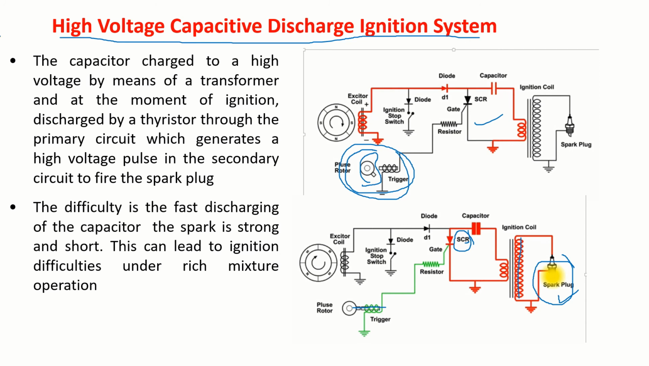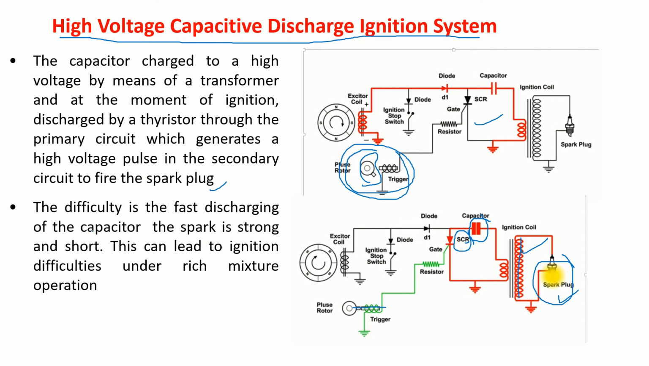multi-cylinder arrangement. So the capacitor charged to a high voltage by means of a transformer at the moment of ignition discharges by a thyristor through the primary circuit, which generates a high voltage pulse in the secondary circuit to fire the spark plug. This capacitor, first we charge to a very high value, then make it discharge. Then when we discharge, see that this gets induced into a very high voltage.